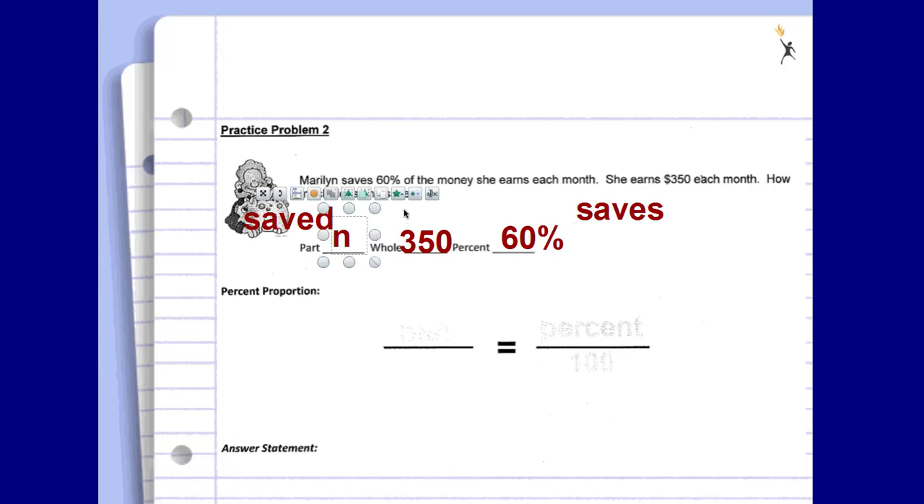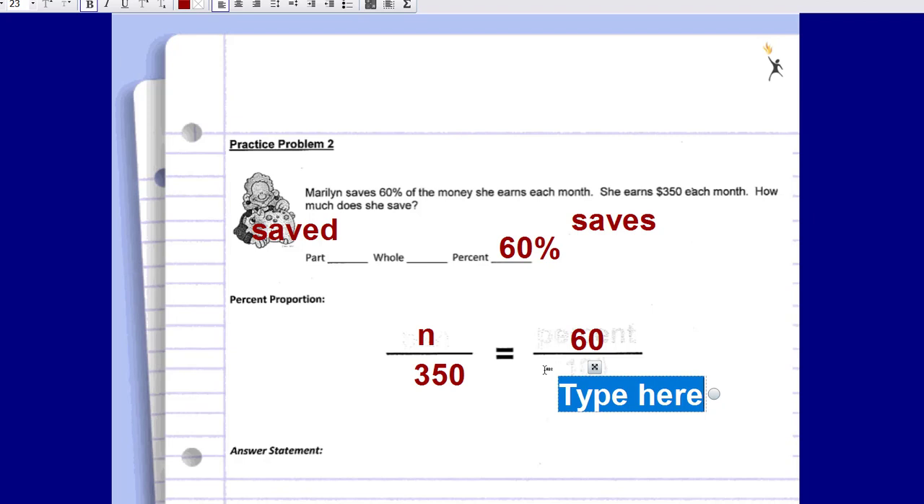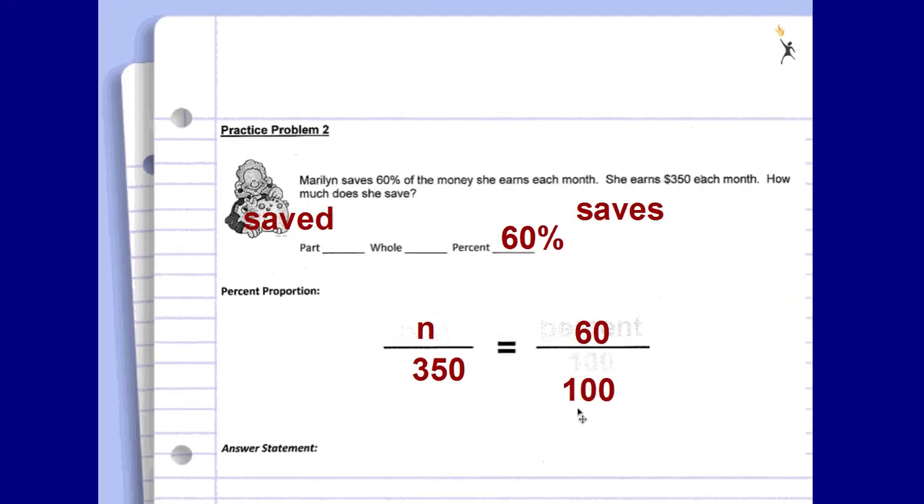So now we're ready to set up our percent proportion. So I'm going to take my part, put it over my whole. My percent is going to be 60, and that's always going to be over 100. There's our proportion. We're ready to solve. Can we go from 100 to 350? No. We're going to have to simplify. But lucky for us, they both end in a 0 over here, so we can cross them off.